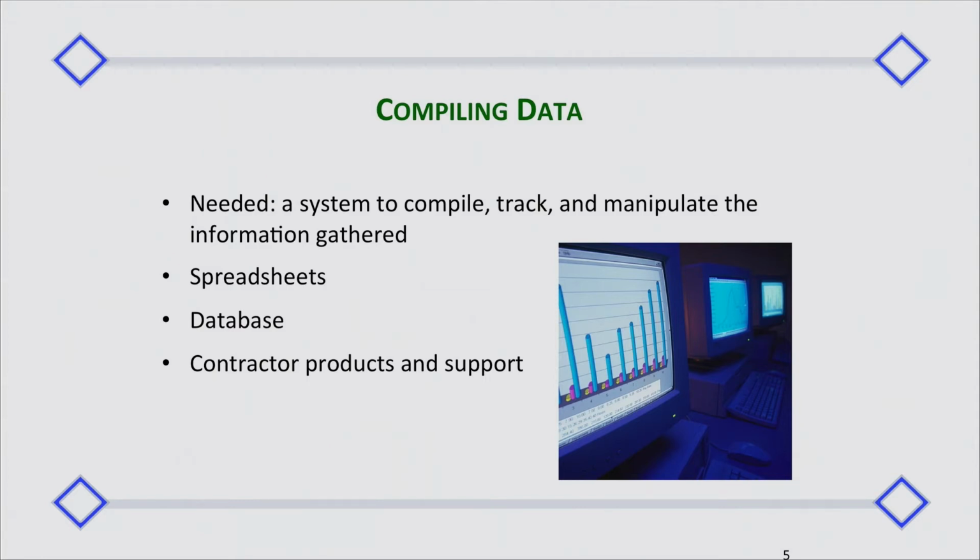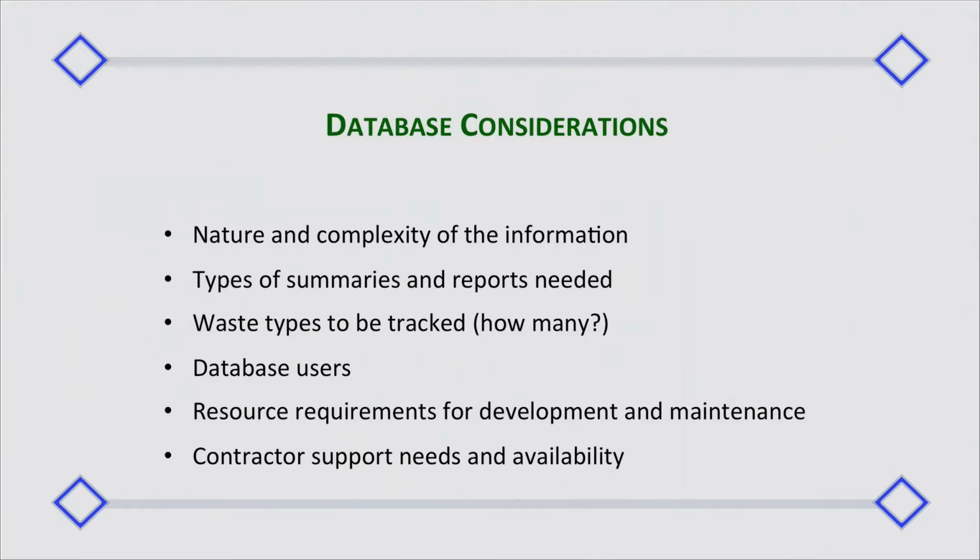Depending on the complexity of the case, this could be a simple spreadsheet to a complex database. There are a number of things that should be considered in determining what type of system is needed. These are: what type of information are you tracking? How much information do you have to deal with? What are the types of summaries and reports that will be helpful for your search? What type of waste is being tracked, and how many different types of waste are there? Who will be the users?